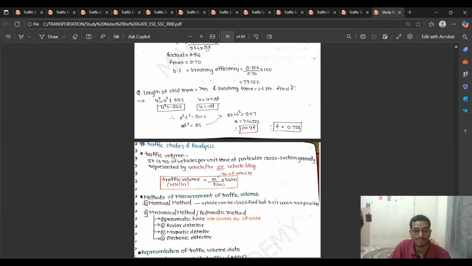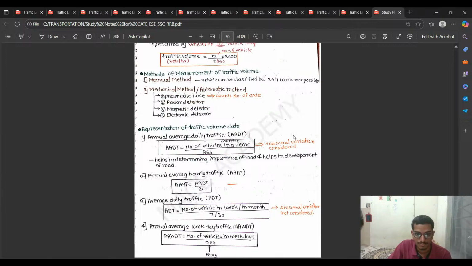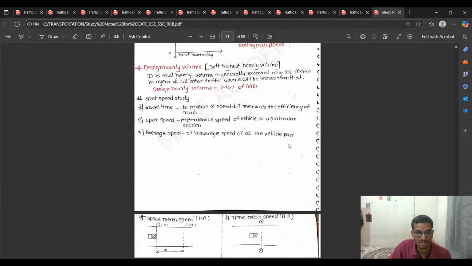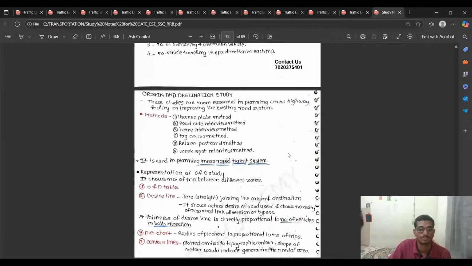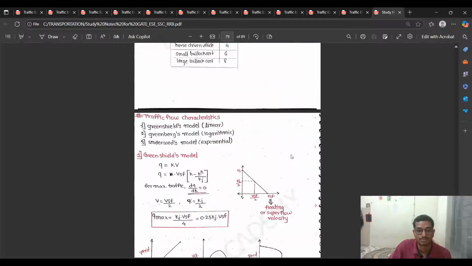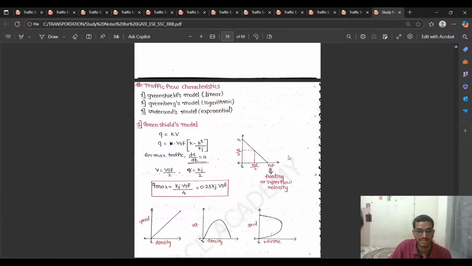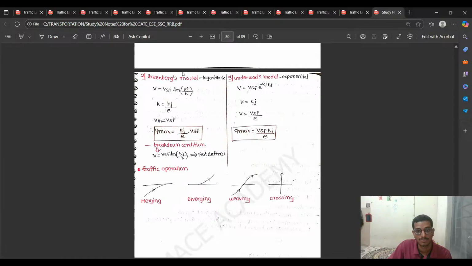Now in traffic studies and analysis, traffic volume is the number of vehicles per unit time at a particular point. That's all the things. Traffic characteristics, Greenshield model.